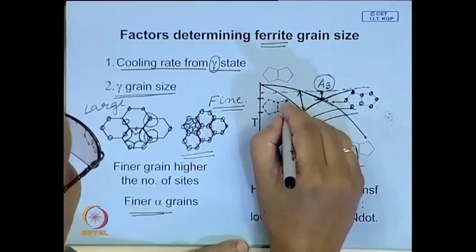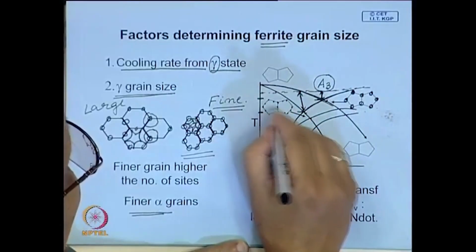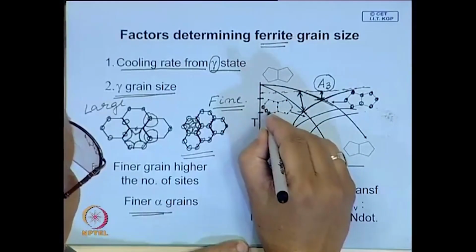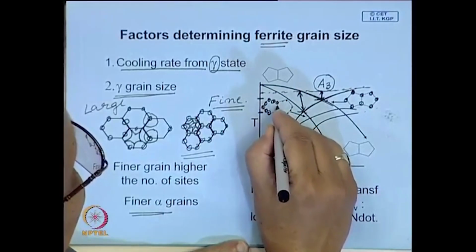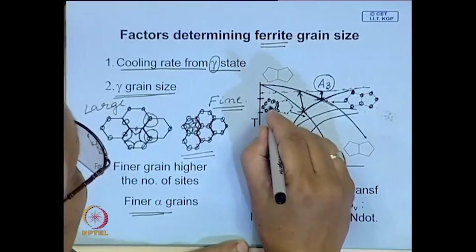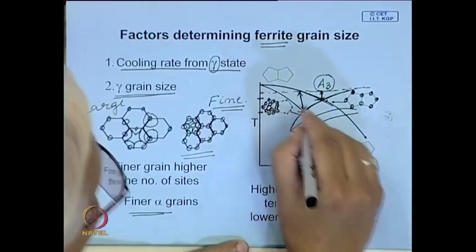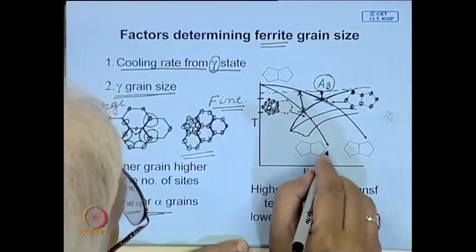So, when they grow over here, a large number of these are growing. So, quickly all these get filled up, and you have more nucleation taking place here. So, ultimately what happens in this particular case, you will get a finer structure.